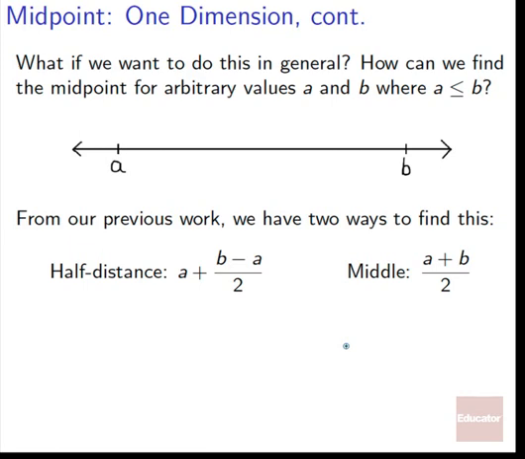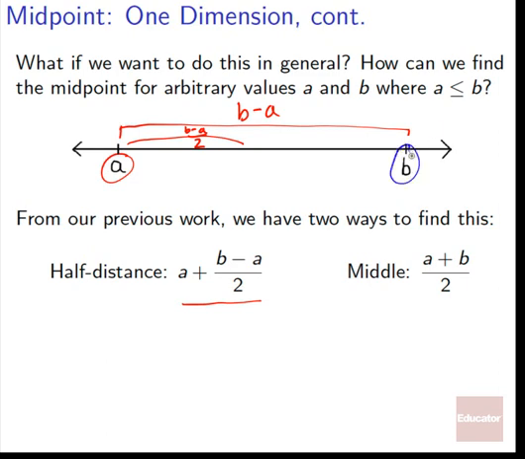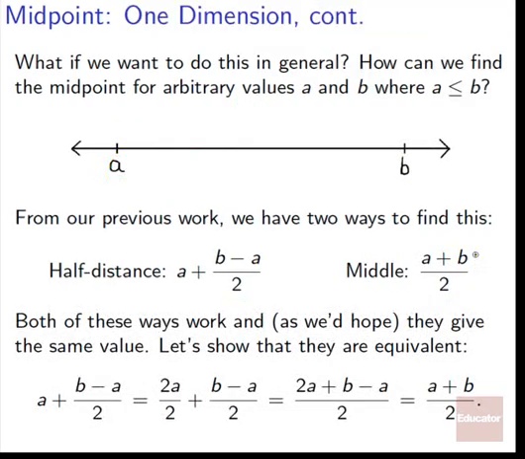From our previous work, we've got two ways to find this, right? The distance from A to B is going to be B minus A. So if we move up half of that distance, it's going to be (B minus A) over 2. So we'd start at A, and then we'd add (B minus A) over 2. That's our half of the distance idea. But we can also think, hey, look, I know I'm going to be here, and I know I'm here, so I'm looking for the place that's halfway between them, so we get the middle, that's (A plus B) over 2.